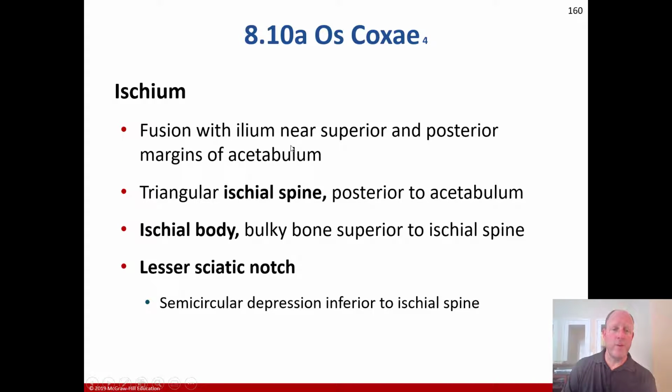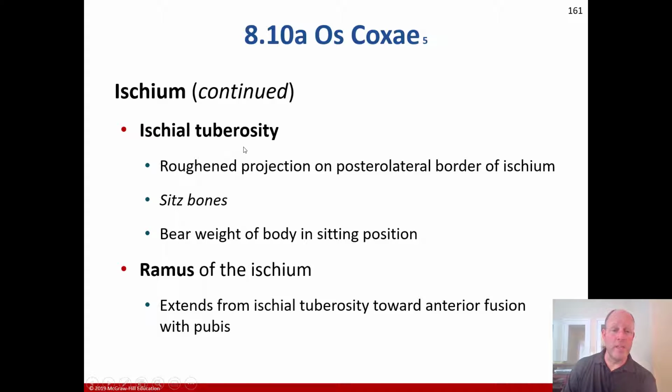The ischium fuses with the ilium near the superior and posterior margins of the acetabulum. There's a triangular ischial spine that's posterior to the acetabulum. The ischial body is a bulky bone that's superior to the ischial spine, with a lesser sciatic notch, a semicircular depression inferior to the ischial spine. The ischial tuberosity is a roughened projection on the posterior lateral border of the ischium. It's called the sits bones, S-I-T-Z bones, where you bear the weight of the body in a sitting position. And the ramus of the ischium extends from the ischial tuberosity toward the anterior fusion with the pubis.